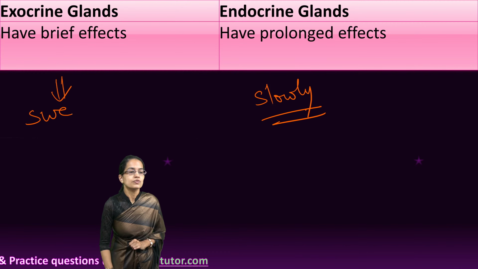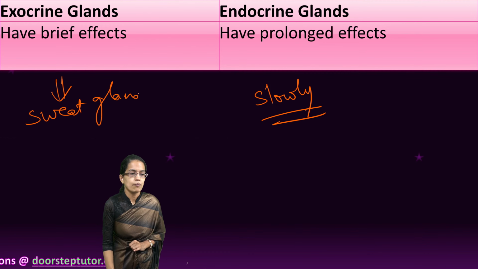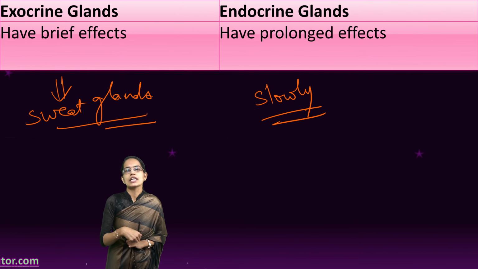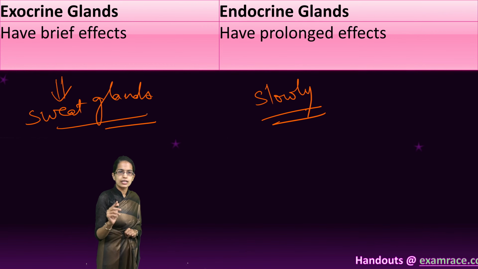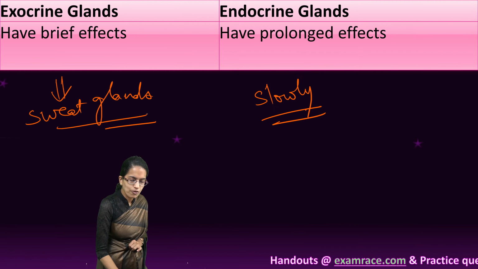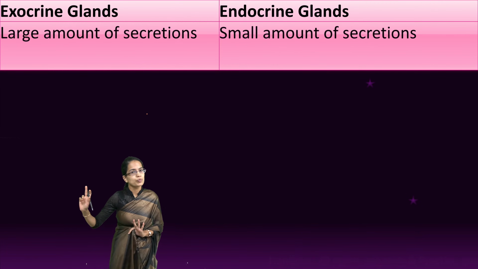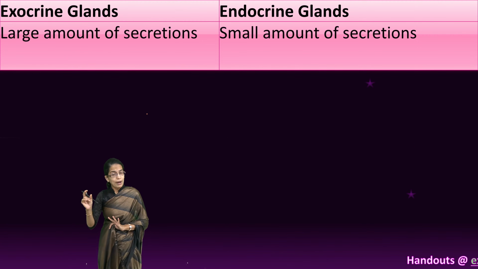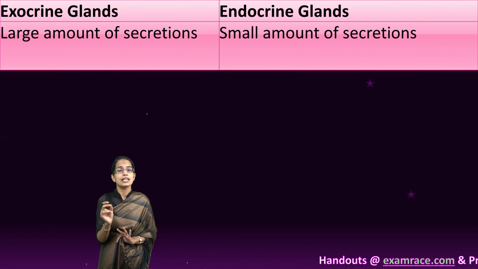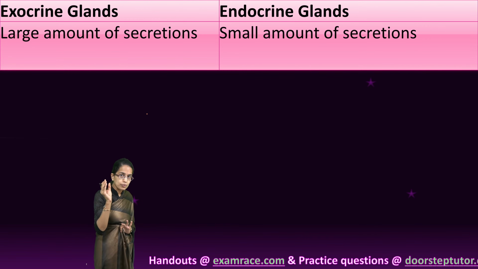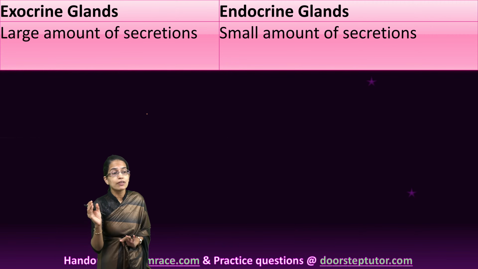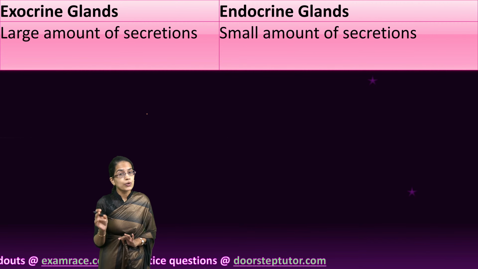So sweat glands we can take as a very simple example to understand each of the characteristics of exocrine glands. With exocrine glands, the effect remains for a shorter duration. However, endocrine glands have prolonged impact. But the secretions of endocrine glands are very small. So the quantity, the proportion of secretions is relatively very less in an endocrine gland.